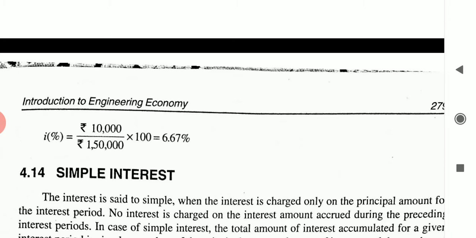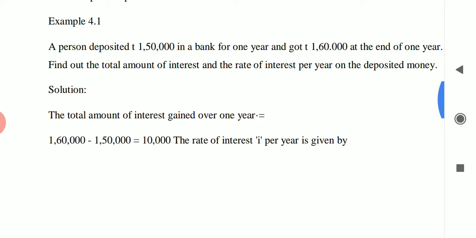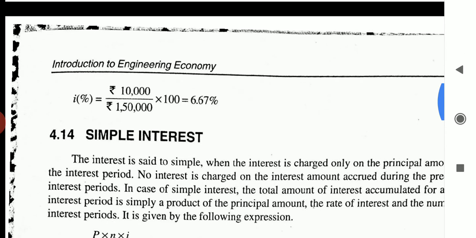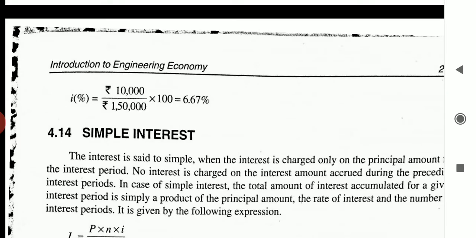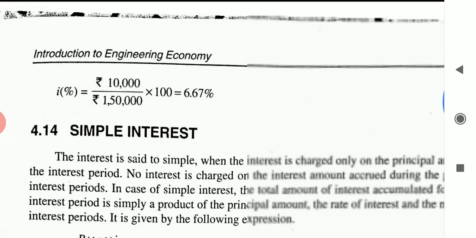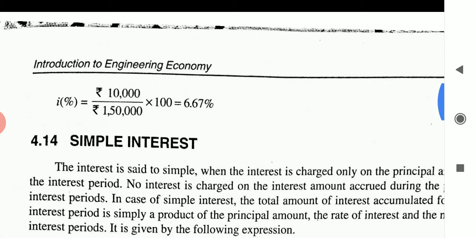The difference between the end amount and the deposited amount is nothing but 10,000, and that difference value is divided by 1,50,000, the deposited value. So deposited value into 100, we will get the percentage of interest, that is 6.67.